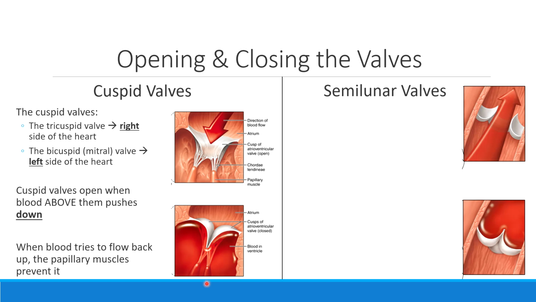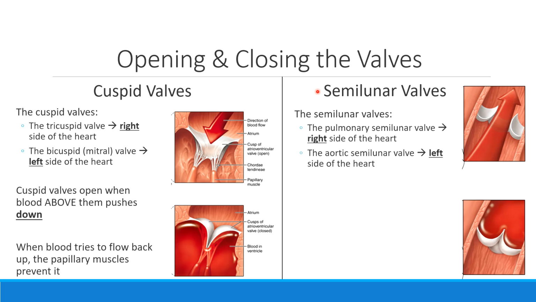doesn't get through. With our semilunar valves, remember that we had those two, the pulmonary semilunar and the aortic semilunar. Remember that the pulmonary semilunar is found on the right side. It's off of the right ventricle, whereas the aortic semilunar is found on the left side, off of that left ventricle. Semilunar valves actually function opposite to what we saw with the cuspid valves.